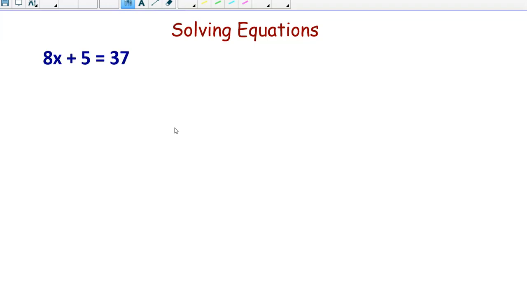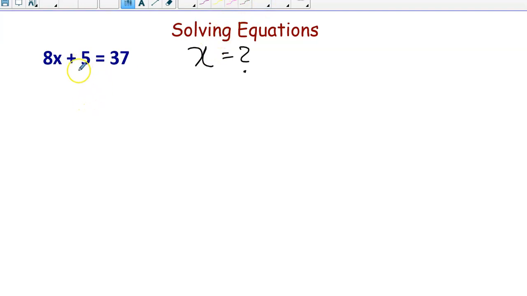So the first one is 8x + 5 = 37. We have to solve this equation, that is, what is the value of x? x is equal to how much, so that this becomes a true statement. That's what is meant by solving the equation.